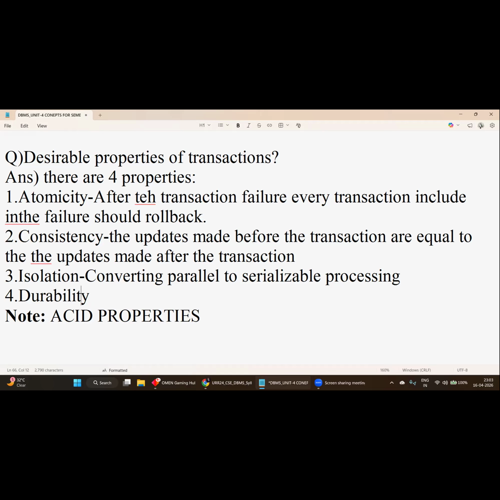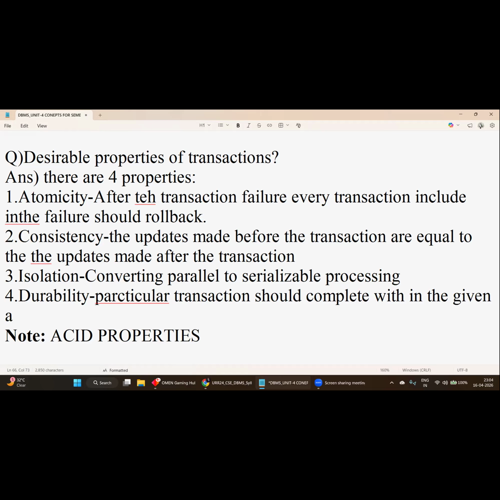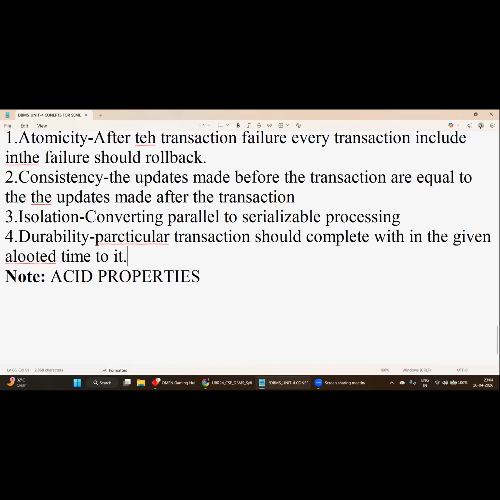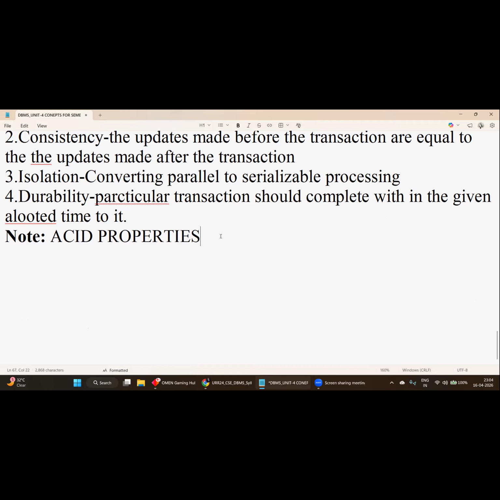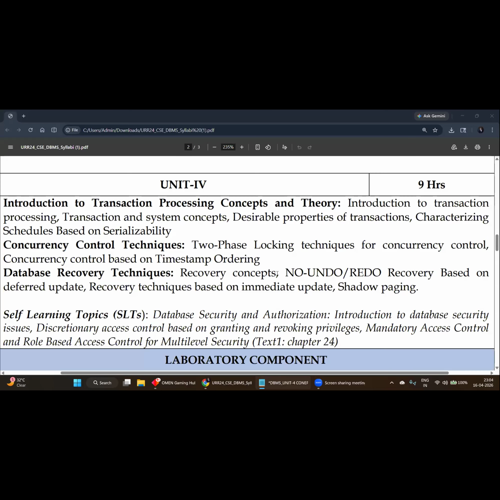Next, durability means a particular transaction is completed within the given or allotted time. Okay. These are the ACID properties. Within that time, the transaction should be completed. Okay. Very important. Please make a note of this.